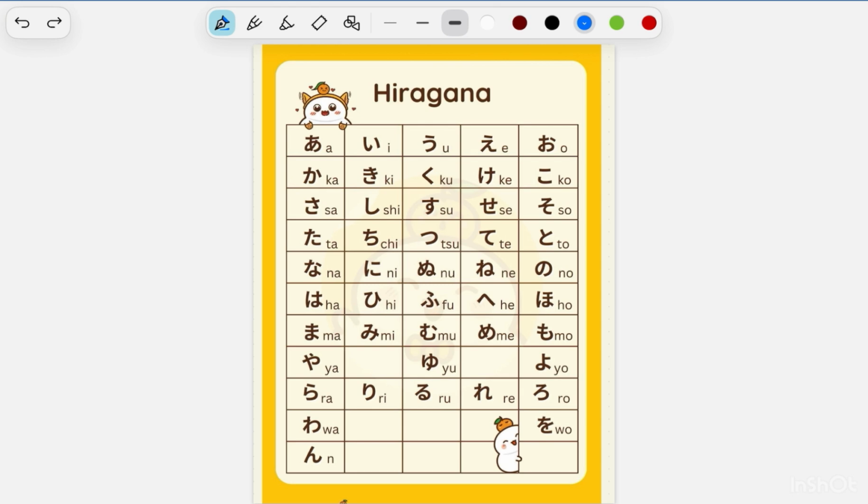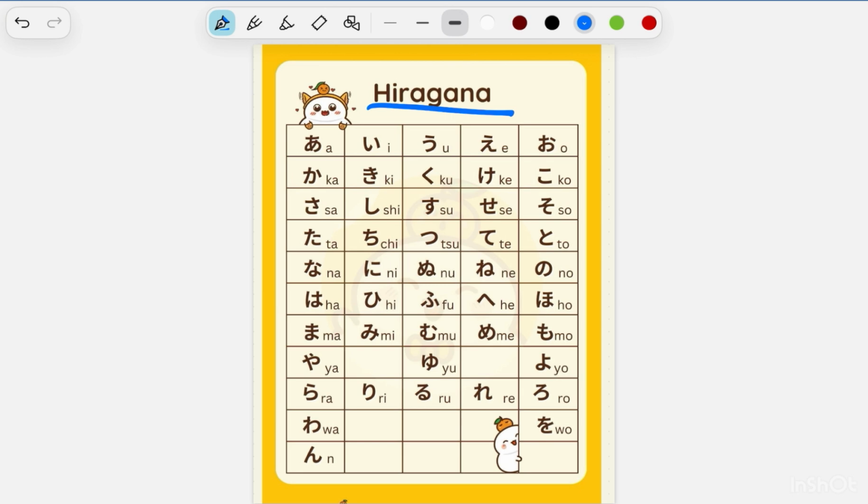If you have always wanted to learn Japanese, if you are into Japanese culture but you don't know where to start, you are in the right place. Today we will learn Japanese from the very beginning. We will start with the Hiragana alphabet. The Japanese have three types of alphabet: hiragana, katakana, and kanji. First of all, we need to learn hiragana, so let's start.